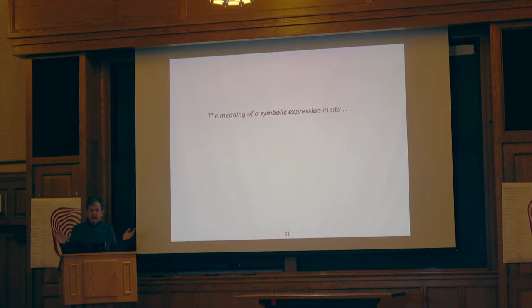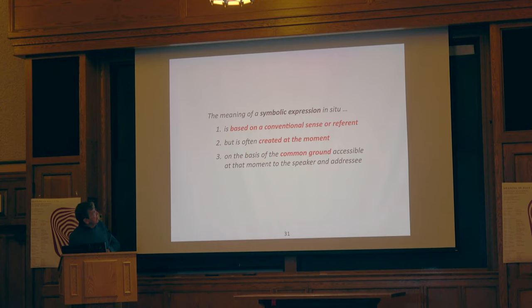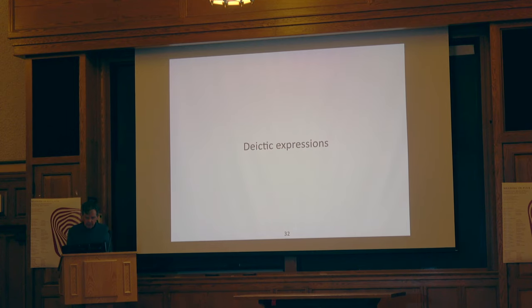Anyway, the meaning of a symbolic expression in situ is almost always based on some conventional sense, except for these eponymous things. It's created at the moment on the basis of the common ground, but what the speaker really meant, in fact, is not clear, for example what do a Chomsky meant in this last example, or many of these other examples. There is something, part of it at least, that's inevitable. Okay, that's the easy example, so let me go on to a harder example.